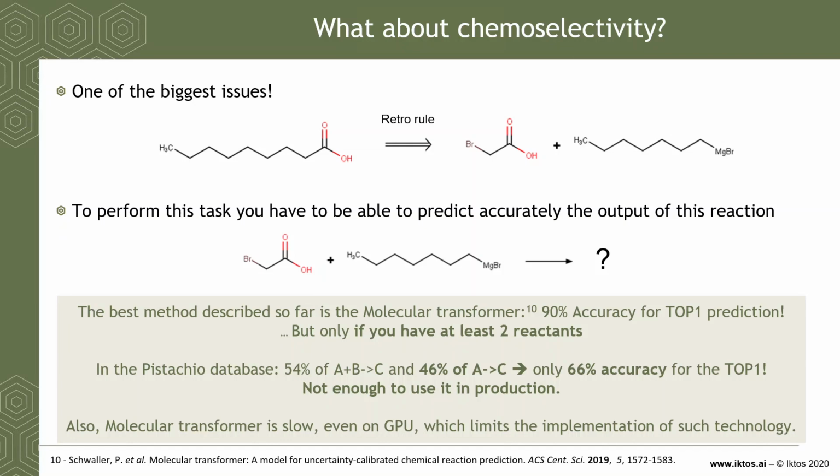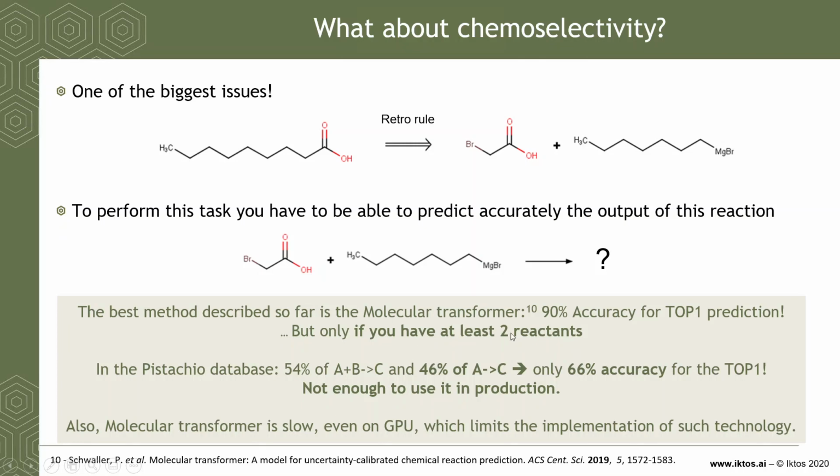But you can reach such a level of prediction quality only if you have at least two reactants. That's not the case in real life, because if you go to the Pistachio database, after cleaning and template extraction, more or less half of the database contains only one-reactant reactions, A gives C. In that case, the Molecular Transformer's performance drops to 66% accuracy for the top-one prediction, which is not enough to use in production.